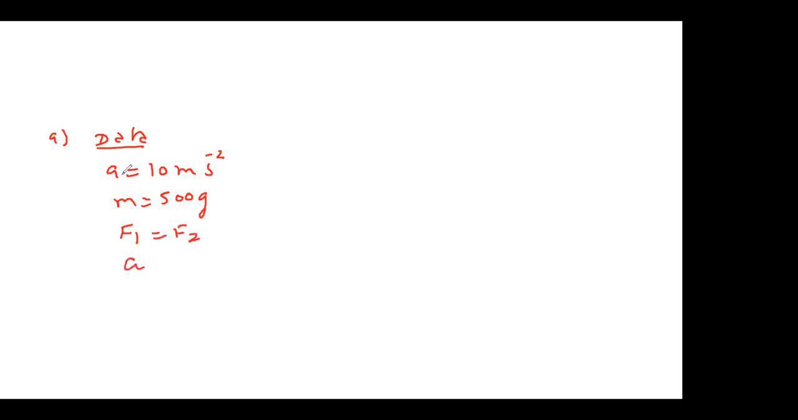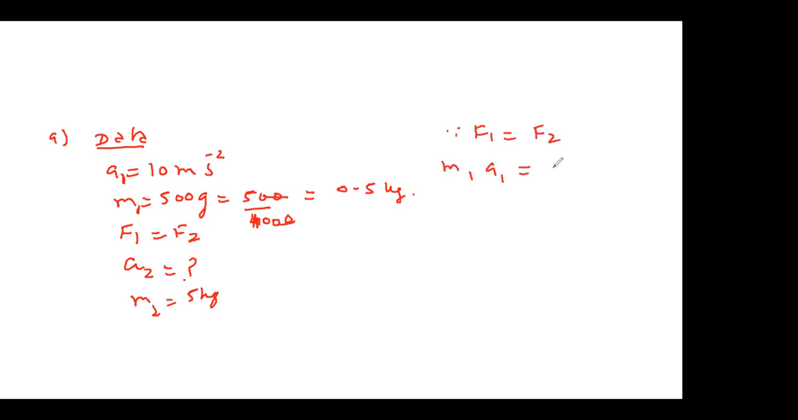So the first a I am calling A1, the second a I am calling A2, in the same force on a body of mass 5 kg. So this is M1, 500 gram, which is 500 upon 1000, equals 0.5 kg. Since F1 and F2 are equal, M1 A1 is M2 A2. So A2 will become M1 A1 upon M2.